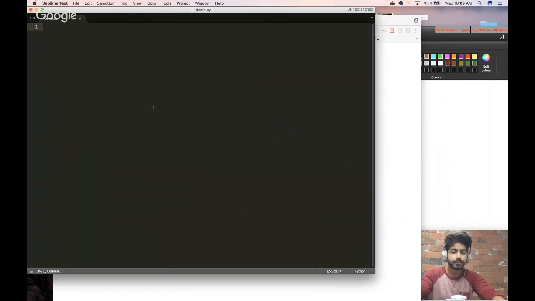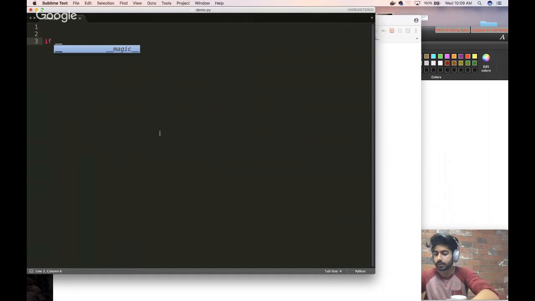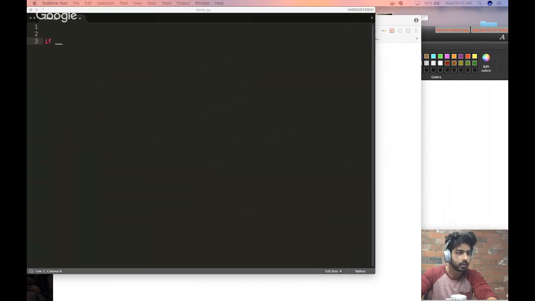So to start off, I'm going to write my main function. Let me move all this stuff out of the way so I can get right into the code.